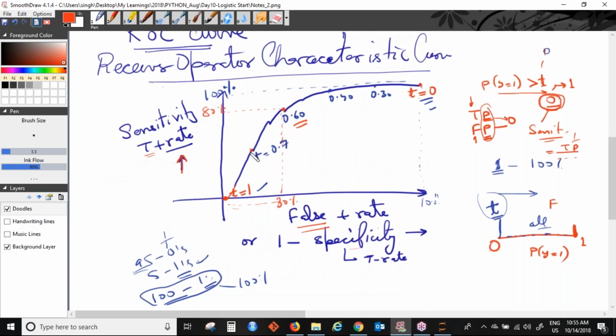If I take, let's say 0.7, then what am I getting? I'm getting 50% of sensitivity and 20% of false positive rate. So I could have selected this also, but the sensitivity also is very less in this case. In this case, I am getting very good sensitivity and somewhat less false positive rate. So maybe this is the best number. Do you follow, guys?